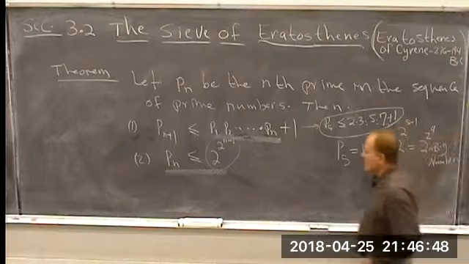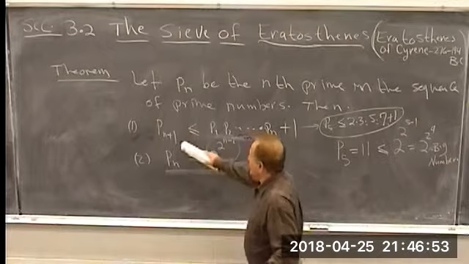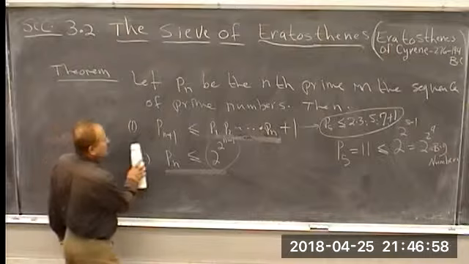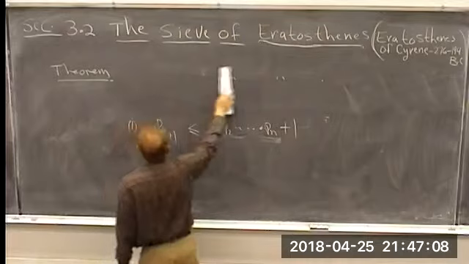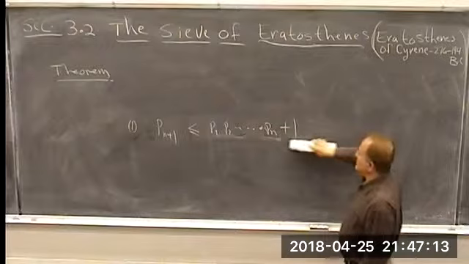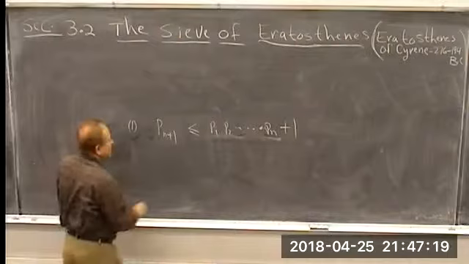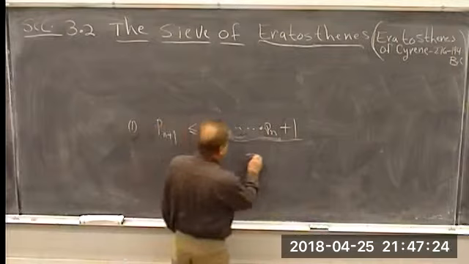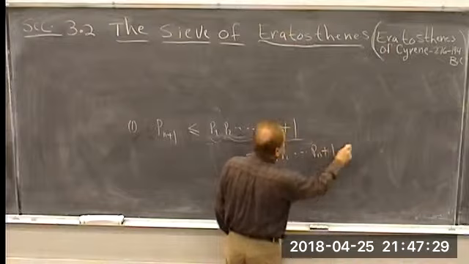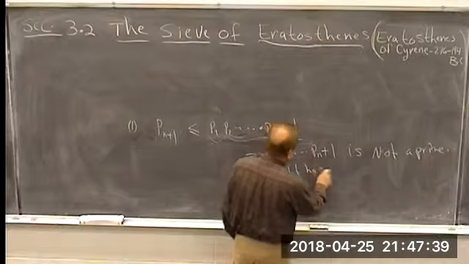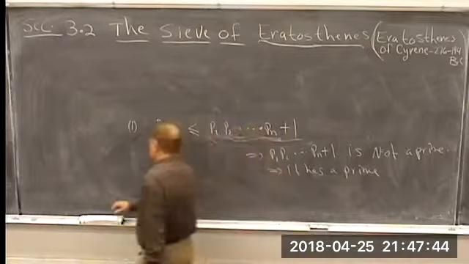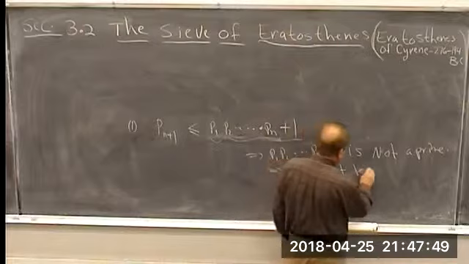Let me see in here. The proof of the first one is straightforward. Actually, it does follow from Euclid's proof. In Euclid's proof, we say that if we have n primes, then when we take this expression, this does not give me a prime. So from Euclid's proof, this expression is not a prime. This implies it has a prime factor, at least one prime factor.